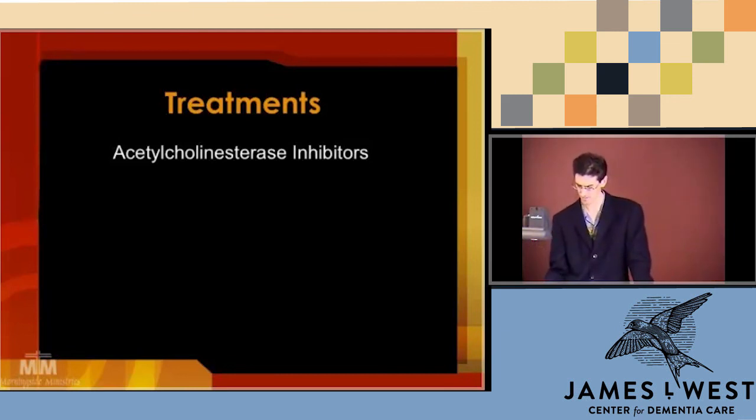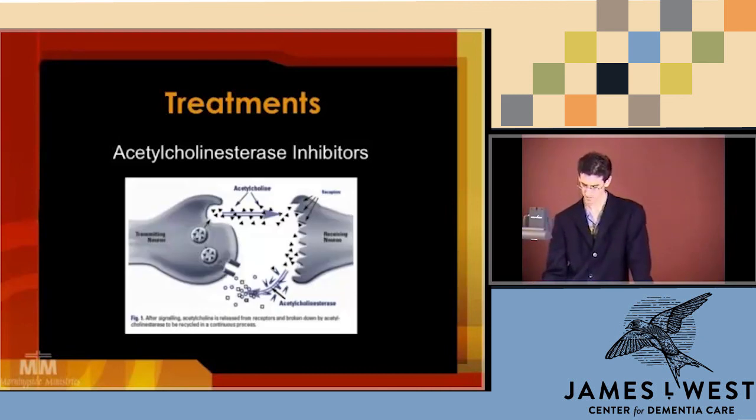The way acetylcholinesterase inhibitors work is they prevent the breakdown of a chemical in the brain called acetylcholine. The way nerves talk to each other is they release a chemical called a neurotransmitter. So nerve A will release a neurotransmitter that will go to nerve B, and that's how they talk. There are lots of different types of neurotransmitters: dopamine, serotonin, norepinephrine. In this case, we're talking about a neurotransmitter called acetylcholine, which is involved in memory and attention.